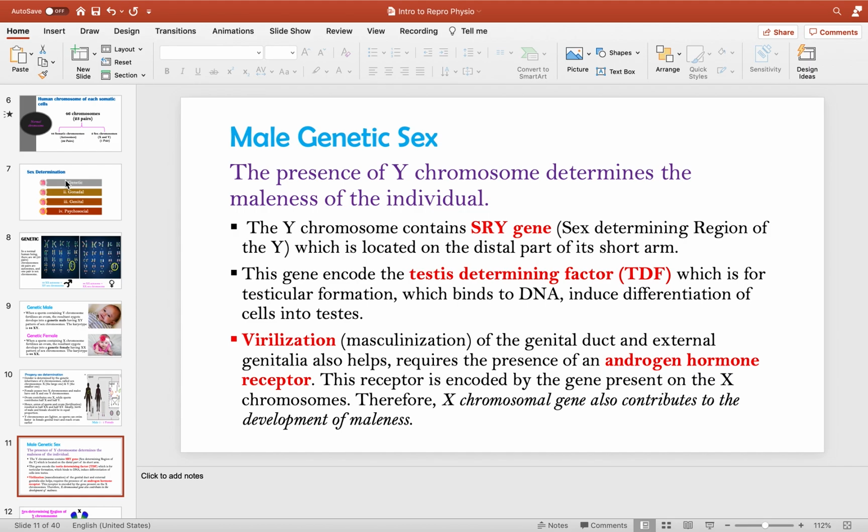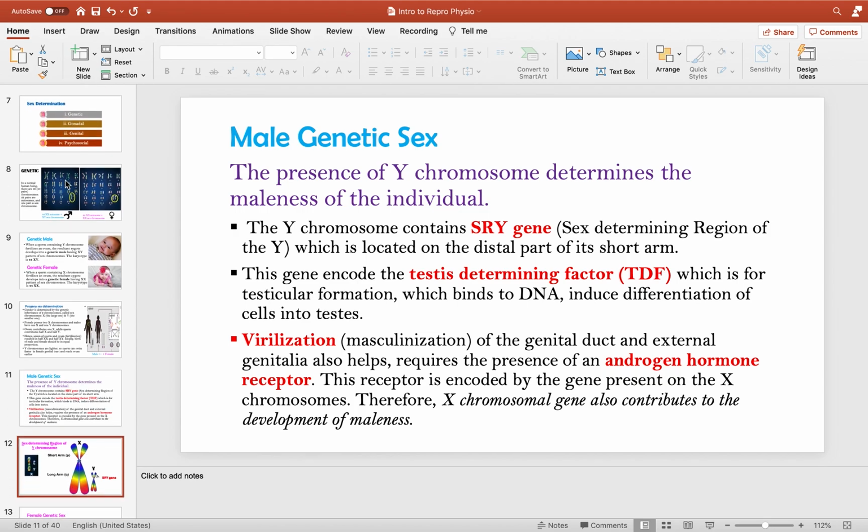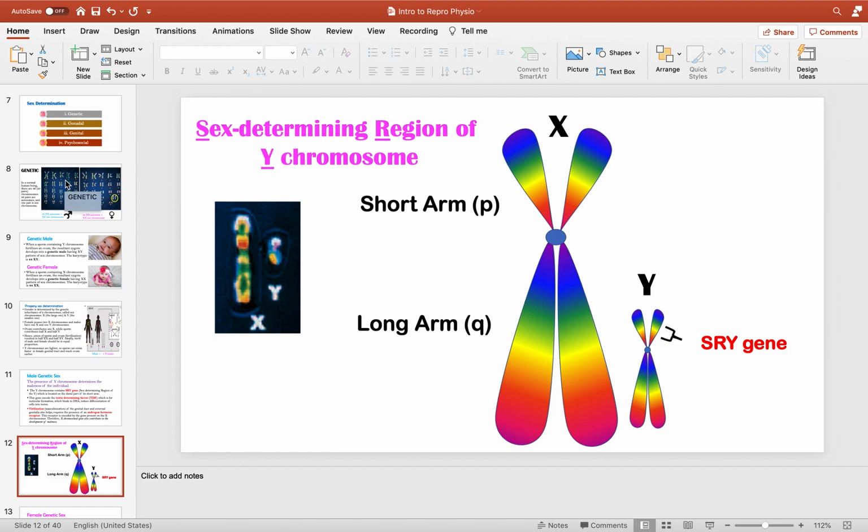This also requires the presence of an androgen hormone receptor. This receptor is encoded by the gene present on the X chromosome. Therefore, the X chromosomal gene also contributes to the development of maleness. And this is the sex determining region of the Y chromosome, where it is located in the short arm.